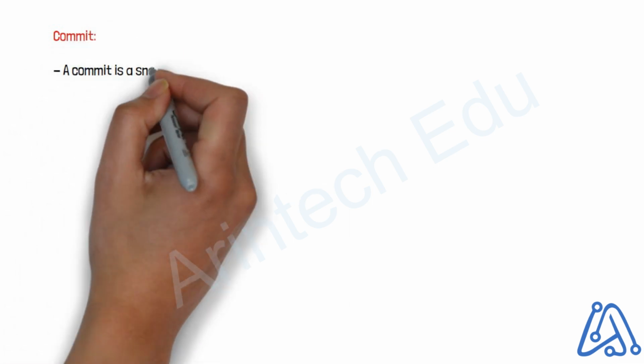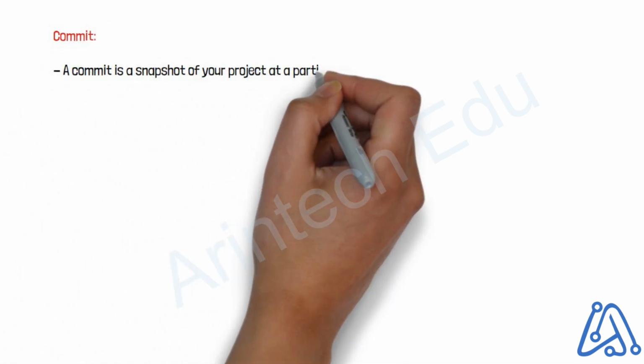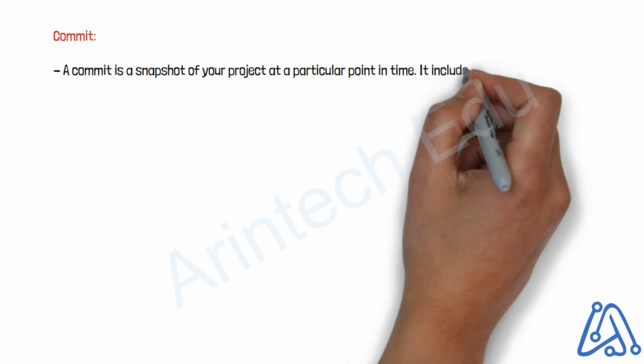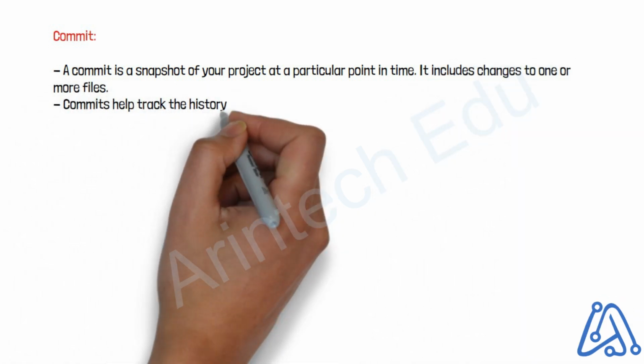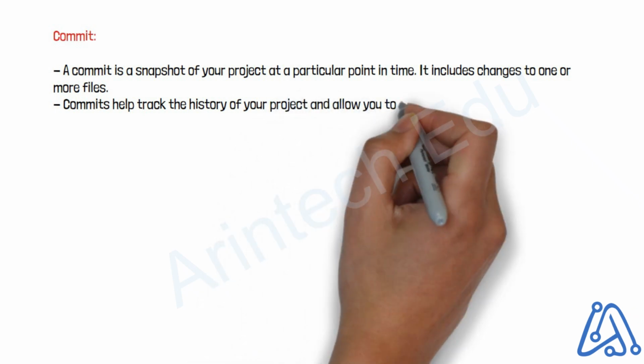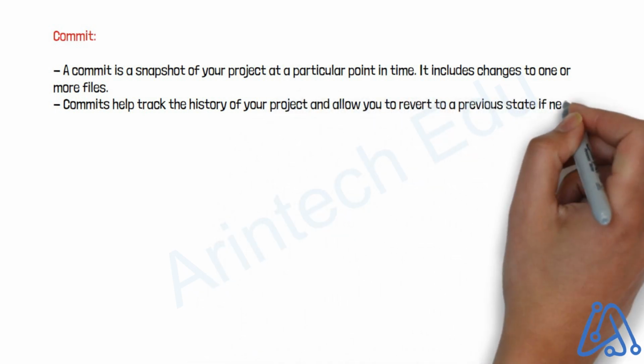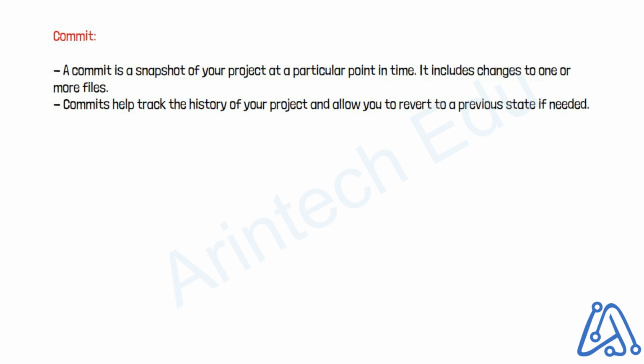Commit. A commit is a snapshot of your project at a particular point in time. It includes changes to one or more files. Commits help track the history of your project and allow you to revert to a previous state if needed.